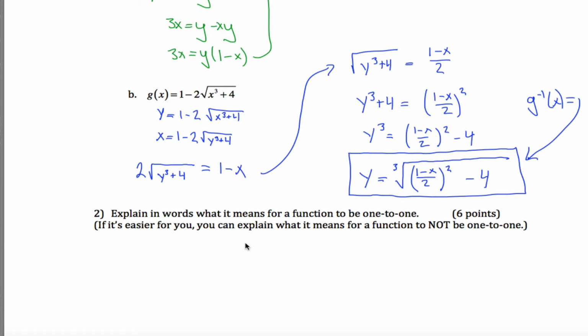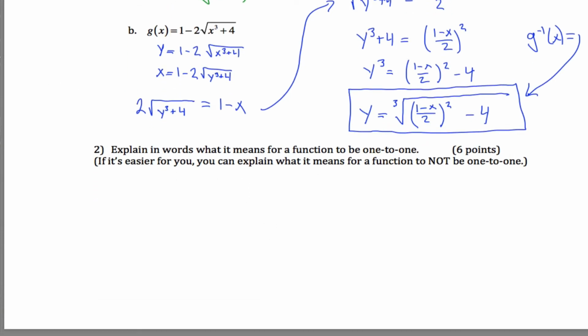Call that good? And then finally, I guess this is like a theory question. We talked about being one-to-one a lot. It's really important in the context of inverse functions. So what does it mean? Explain in words what it means for a function to be one-to-one. And then parenthetically I wrote, it might be easier to explain what it means to not be one-to-one. That's kind of the way I defined it. Sure, I'll do that.